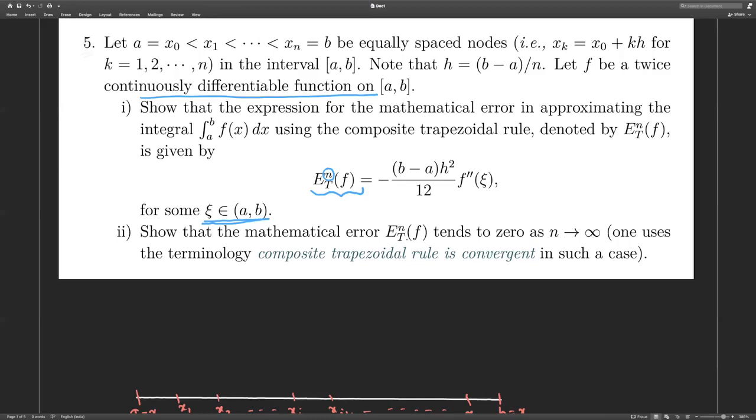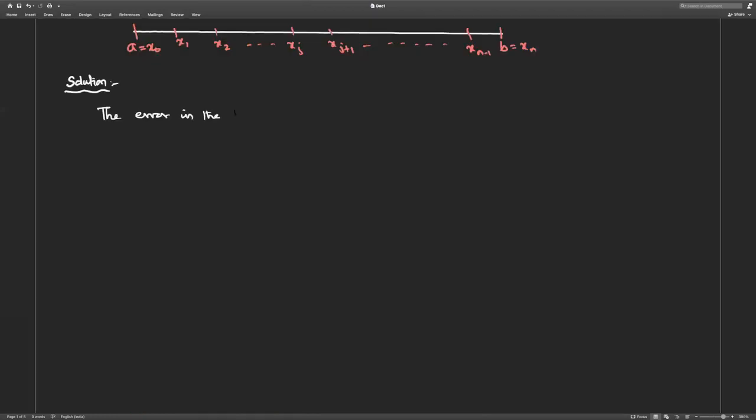Each member of this sequence is the error involved in the composite trapezoidal rule with the corresponding partition having n points. Therefore, if this sequence is converging to 0, it means that your approximate value of the integral is converging to the exact value. That is what it means. So we call this result the convergence of the composite trapezoidal rule. Let us prove this result.